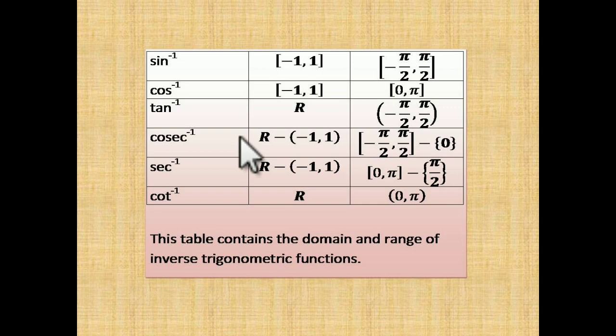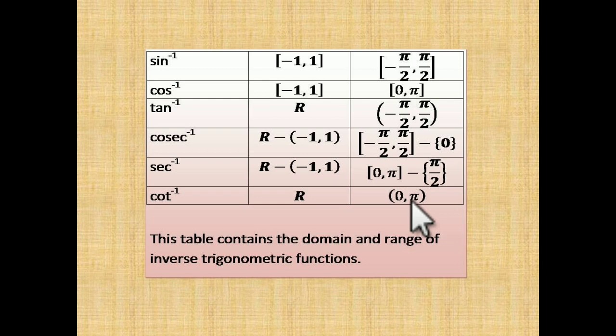Cosec inverse has the domain R minus (-1 to 1) and its range is -π/2 to π/2 excluding 0. Similarly, sec inverse has the range 0 to π excluding π/2. And cot inverse has the domain R and its range is 0 to π.